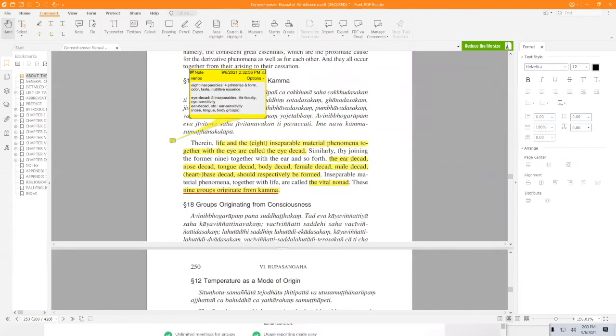Okay, so in addition to these, we would have the male or female decad. Decad means a group of 10. Then we have the heart decad. So the first 9 are the same. There's no way to color this, I guess. And all that differs is the 10th component: male, female, heart.